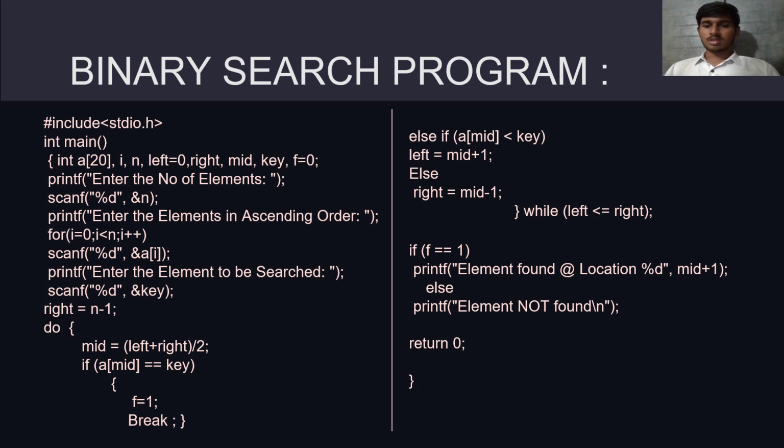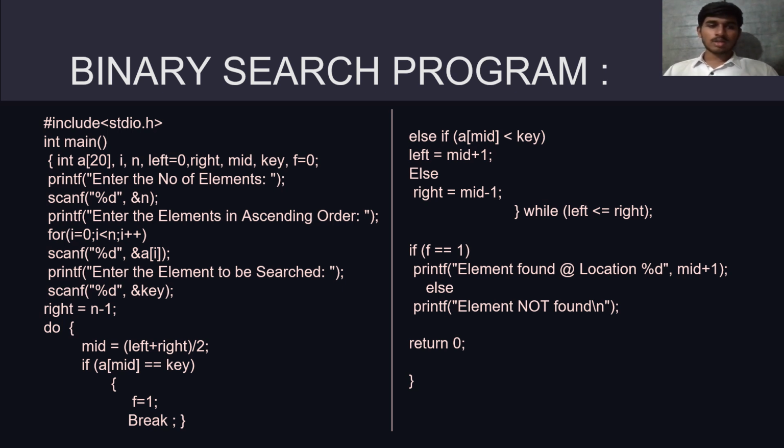Key is the value which we have to find, and f is a boolean value. So f is equal to 0 means it's false, and f is 1, it's true. If we found the element, the return value will be f is equal to 1. Then we enter the size of the array from the console. So printf enter the number of elements and store it in the n, scanf %d, and we store it in the n. And we ask the console to enter the elements in ascending order, which is printf enter the elements in ascending order.